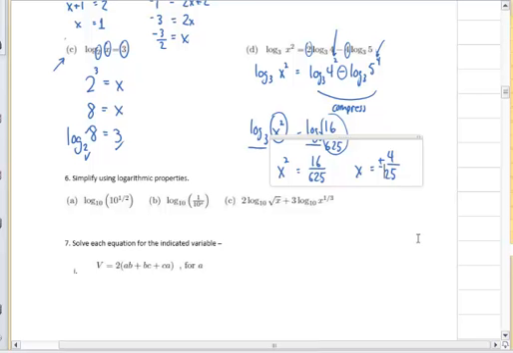Okay, I'm back. I was just checking the answers to make sure that we were still on track here, and we're doing pretty good. So on number 6, just some simple properties of logarithms.